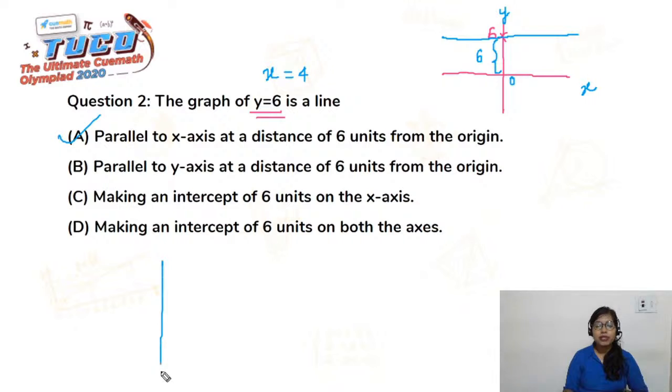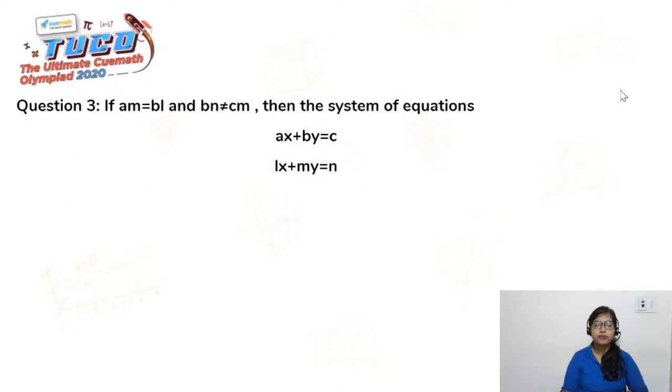So it's very similar to this. I have my x and y axes, and then x equal to 4 would be here, and my line would be passing through x equal to 4. So it would be parallel to the y-axis at a distance of 4 units from the origin. I hope that's clear to all of you. Yes, all right. So with this, we would be quickly going ahead with our next question.